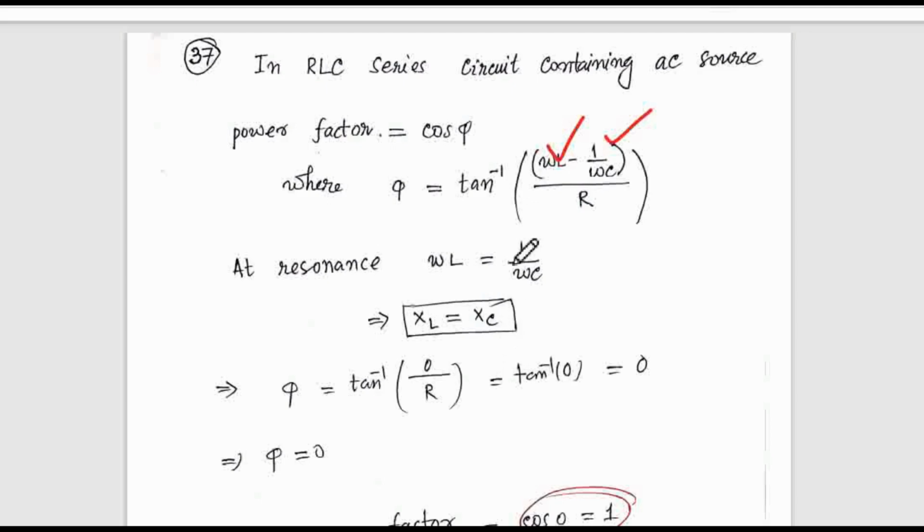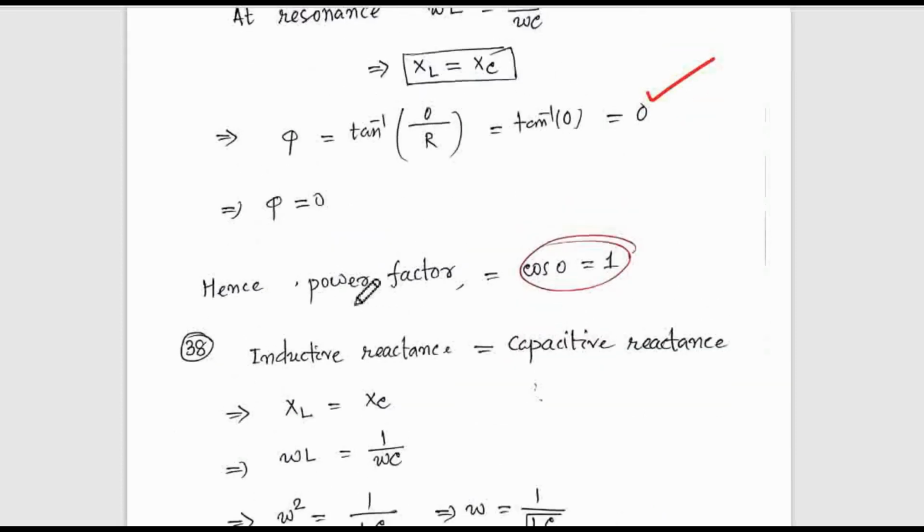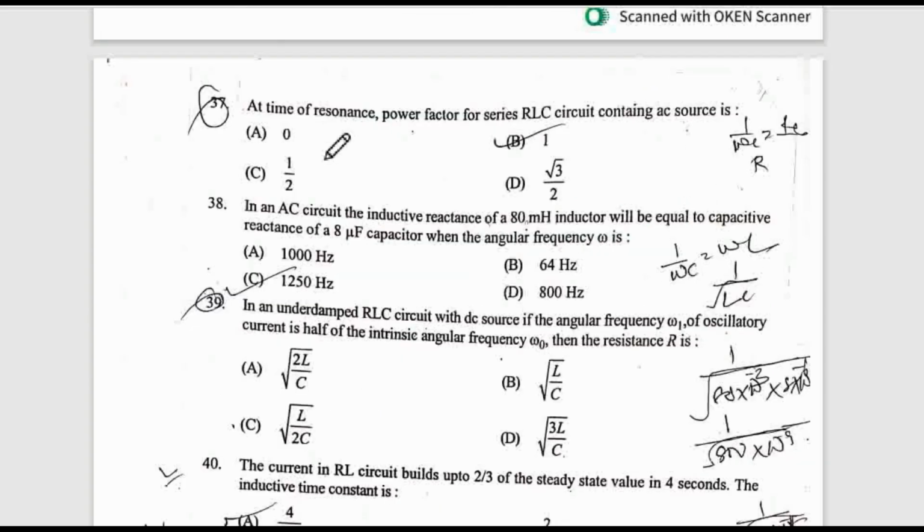When both terms are equal, the numerator inside the tan inverse will be 0. So 0 by R is also 0, and tan inverse 0 is 0. Since that tan inverse quantity was phi, phi equals 0. When phi equals 0, cos phi equals 1. That means option B is the correct one.